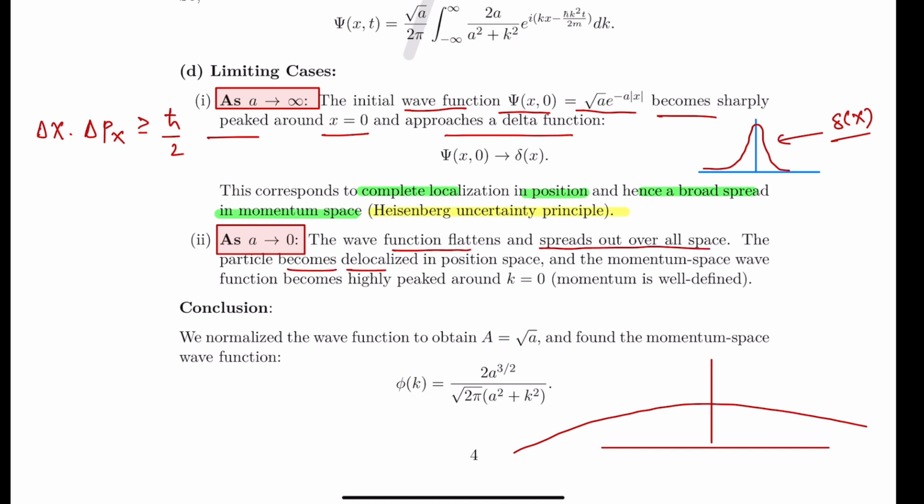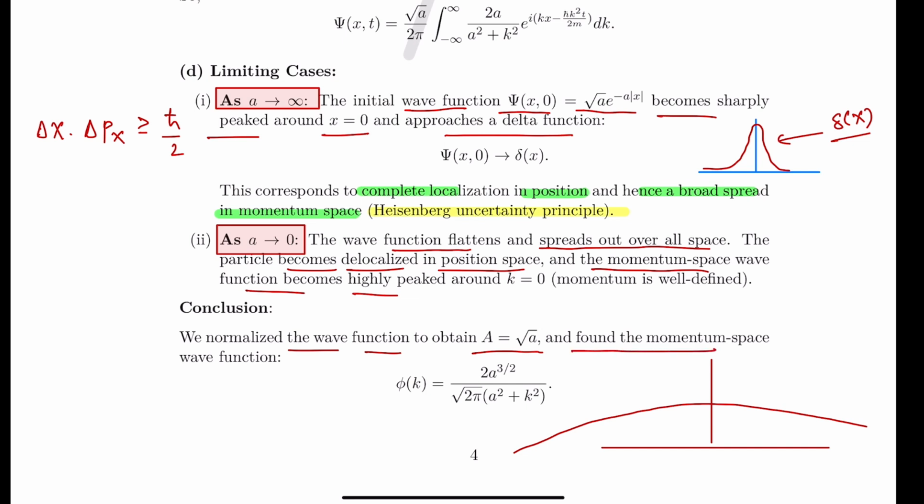Because this wave function is flattened, it spreads out over all the space, and the particle becomes delocalized in position space. The momentum space wave function becomes highly peaked around k equal to 0, and momentum is thus well defined. So these two limiting cases depict how the Heisenberg uncertainty principle applies everywhere.